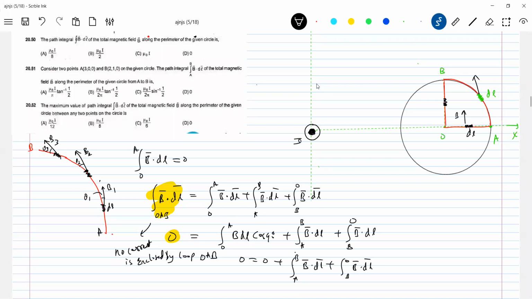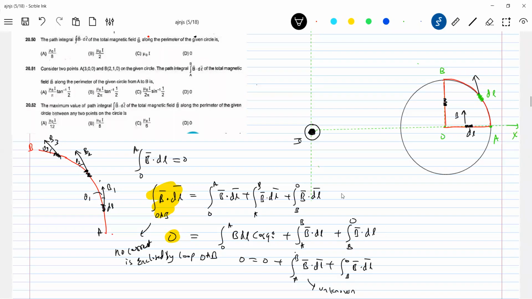So this is the unknown thing which has to be determined. How do we find it out? B bar dot dl for BO, can we calculate? It's some sort of straight line, no? The straight line. So I'll bring the logic here now.